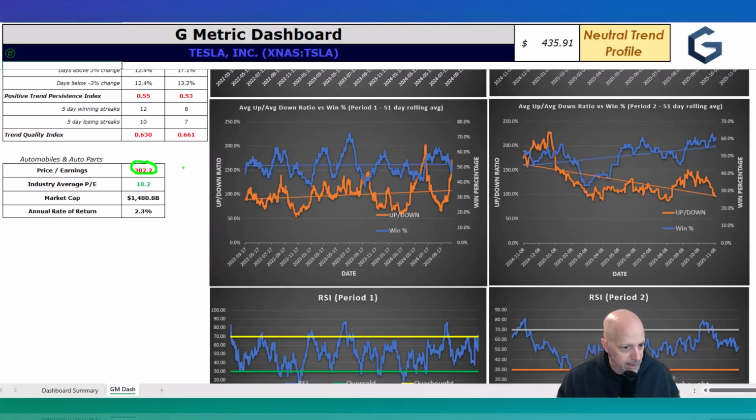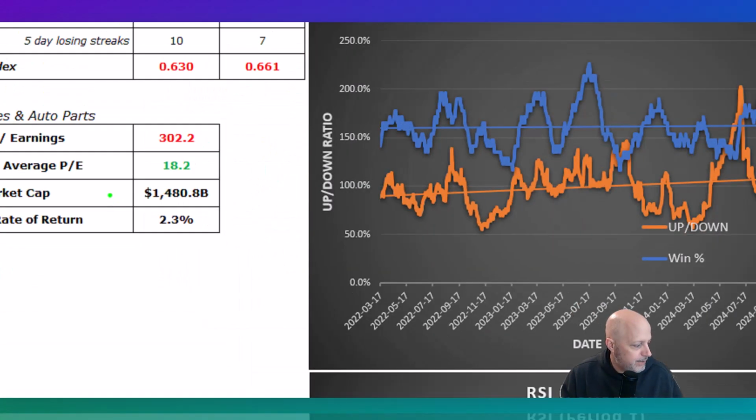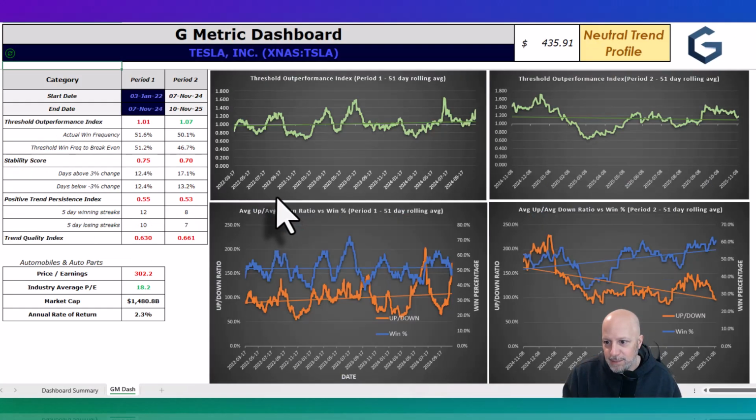Let's clear that away. We can see that the market cap is huge here. This is another big company, and the annual rate of return for Tesla, so that's from the first date of period 1 to the last date of period 2, is 2.3%. Now, at the very top, we can see this neutral trend profile rating, and that's basically, whoops, I always do this. Let's escape out of here and scroll up.